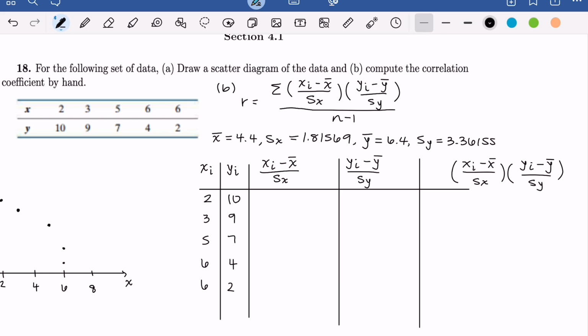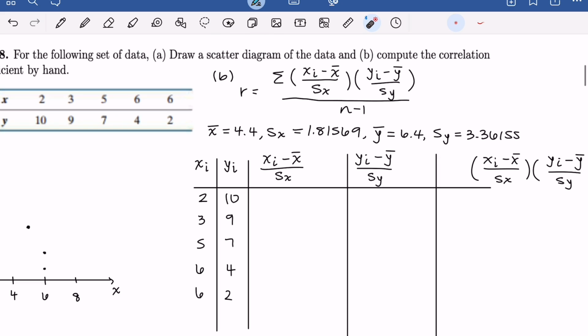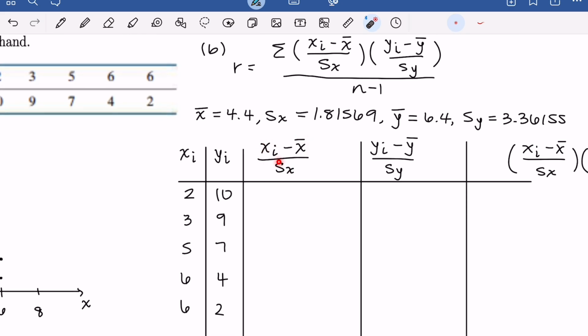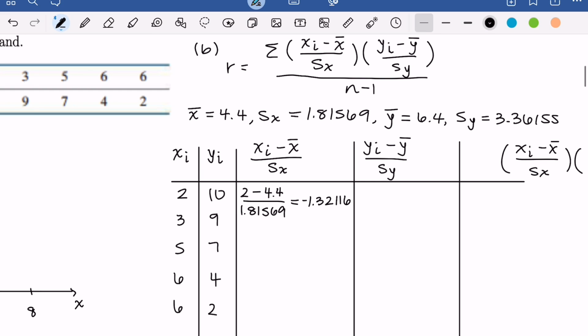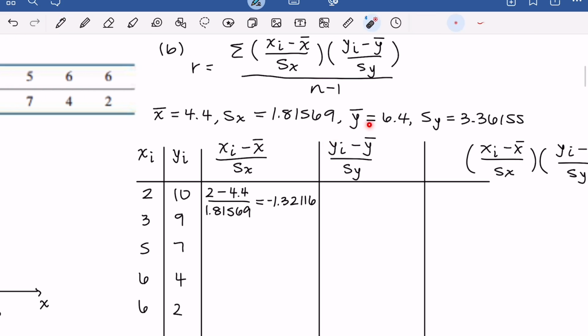Alrighty. So the first thing that we want to find is this guy. We're going to plug all of our information into this formula. First, we're going to put this 2 here, and then we're going to subtract out the mean of this guy, which is 4.4. And then we're going to divide by the standard deviation, this 1.81569. This is going to give us negative 1.32116.